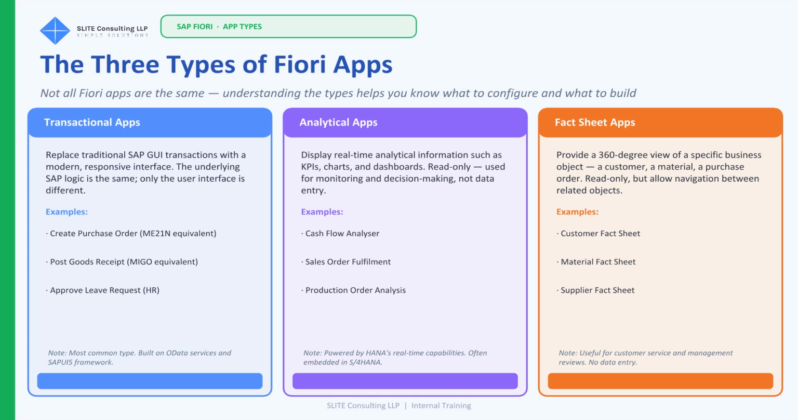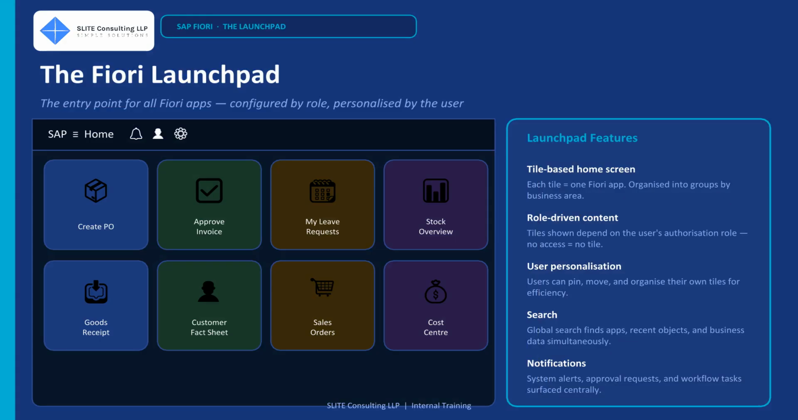Most transactional apps are the modern equivalents of familiar GUI transactions. Create Purchase Order replaces ME21N. Post Goods Receipt replaces MIGO. Approve Leave Request replaces the HR workflow. They are built on OData services and the SAP Fiori framework. Analytical apps are powered by HANA's real-time capabilities and are typically embedded in S/4HANA. Fact sheet apps are read-only but allow easy navigation between related business objects. All Fiori apps are accessed through the Fiori Launchpad.